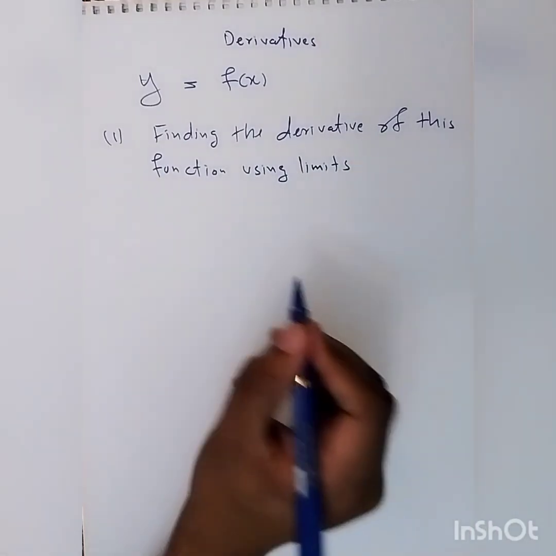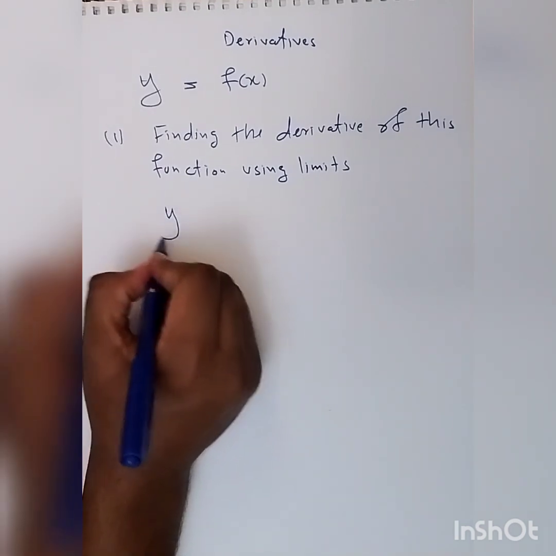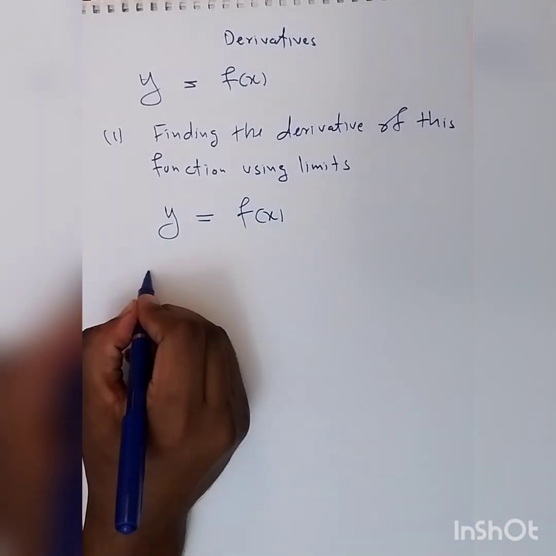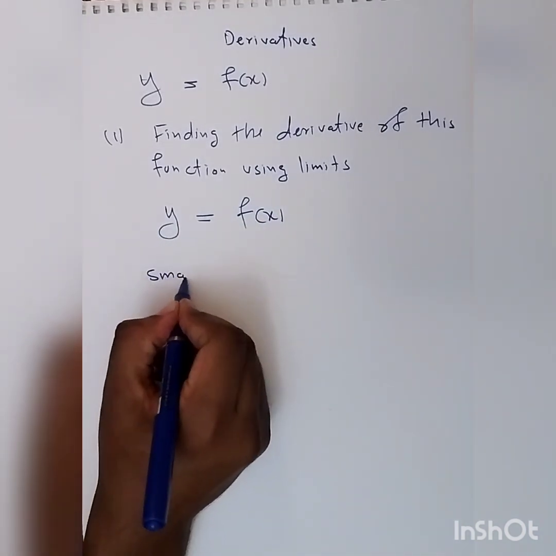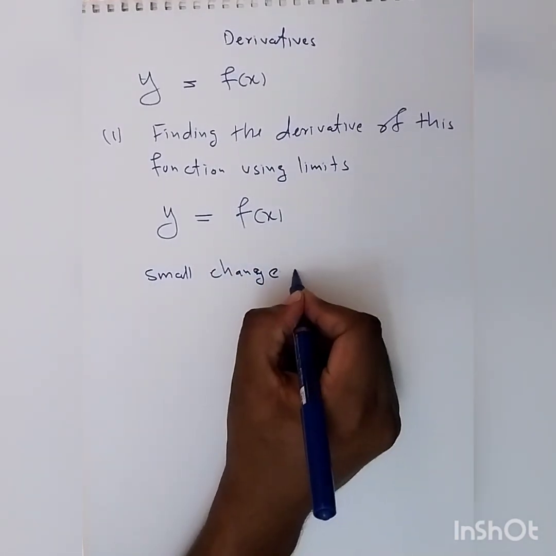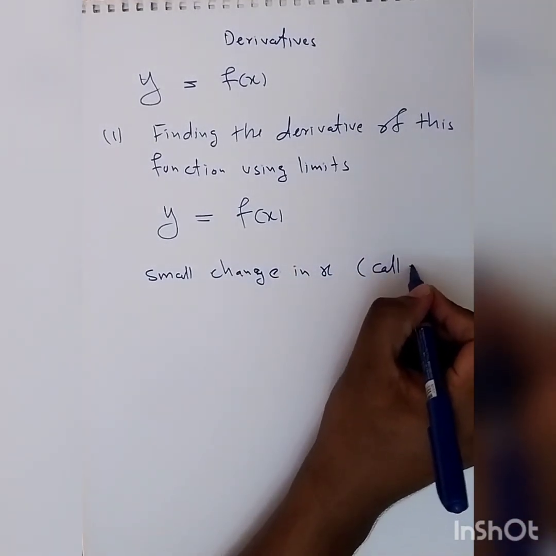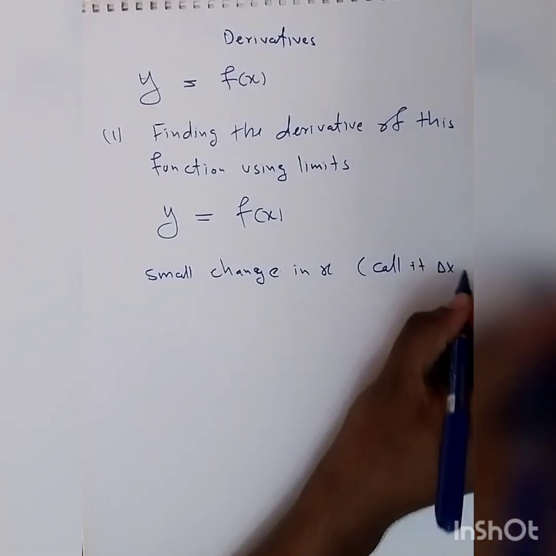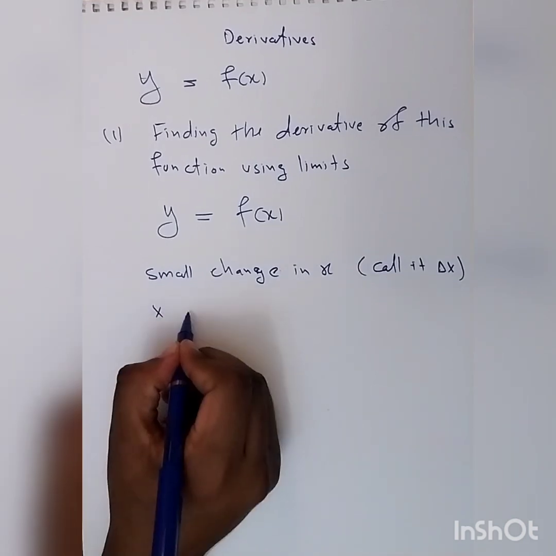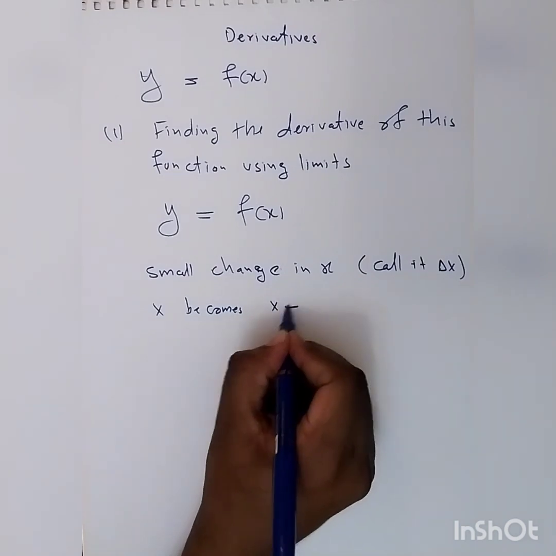Okay, so let us say that again we write down this function y equal to f of x. If there is a small change in x, call it delta x. This change is either positive or negative, so that means x becomes x plus delta x.